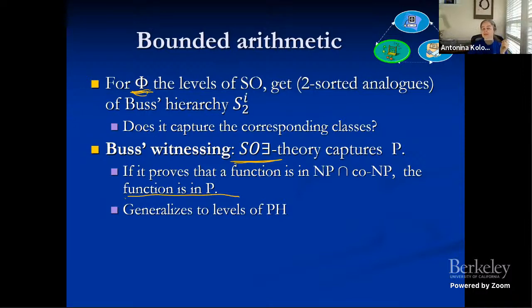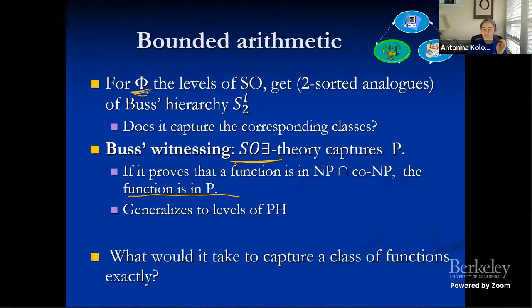And this naturally generalizes to levels of the polynomial time hierarchy. You could talk about exists-for-all-exists second order, and it will give you a third level. And again, you could use Buss's witnessing theorem to capture the corresponding deterministic class. But you may ask, okay, with NP predicates, we didn't quite capture NP. What we really captured is polynomial time, in the case when the theory could prove that something is in NP intersect co-NP. But can we actually take a logic corresponding to a complexity class and get a theory for exactly the same complexity class? What would it take?